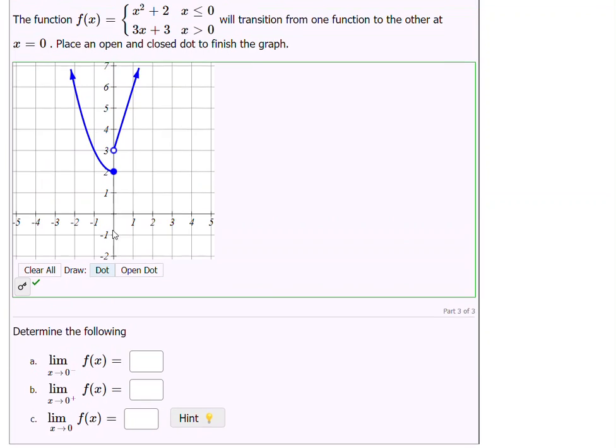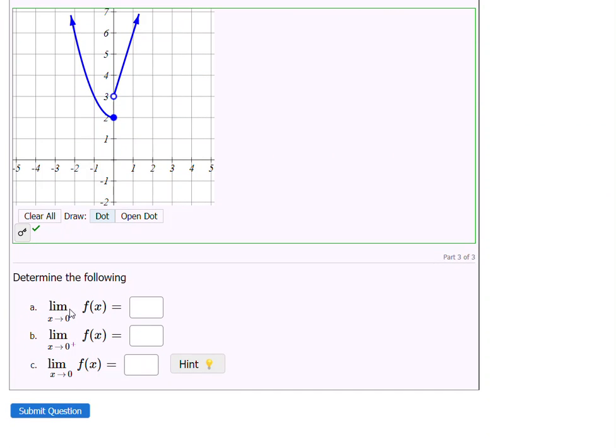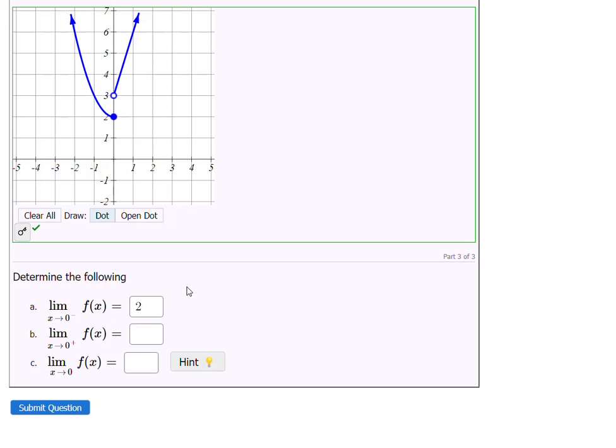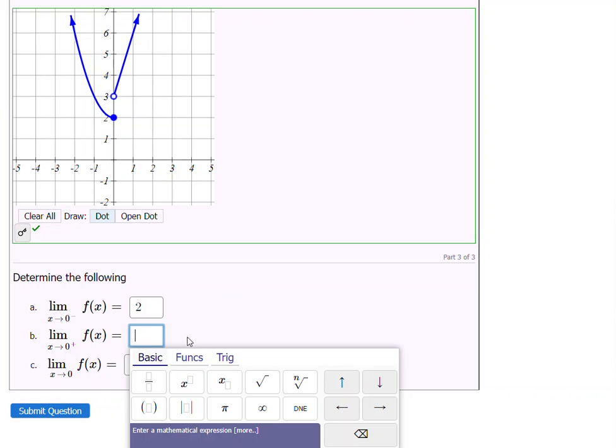All right, so now that we have our graph, determine the following. The limit as x approaches 0 from the left. As it's approaching 0 from the left, we are approaching 2. As x approaches 0 from the right, I'm getting ever and ever closer to 3, even though 3 is not a point actually on the graph. So it's approaching 3.